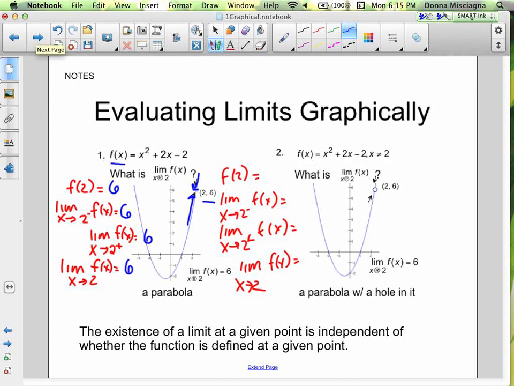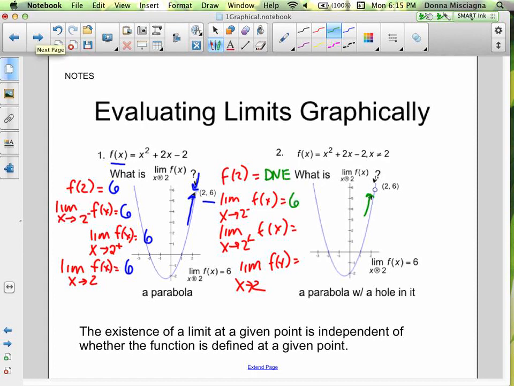Let's look over here at our other graph. Now this one is f of x equals x squared plus 2x minus 2, but x is not equal to 2. So f of 2 is no longer 6 because there's a hole in our graph. So f of 2 does not exist. That point does not exist. How about the limit of our function as x approaches 2 from the left? If we come from the left, the graph is approaching 6.